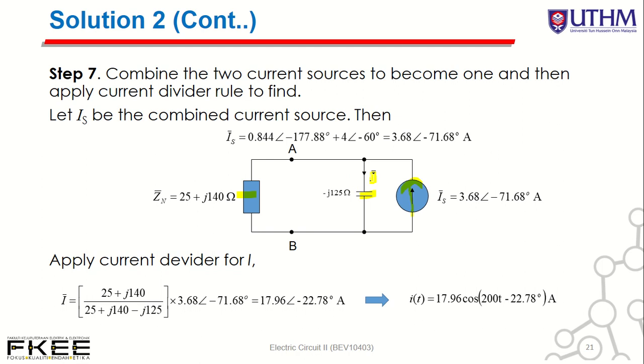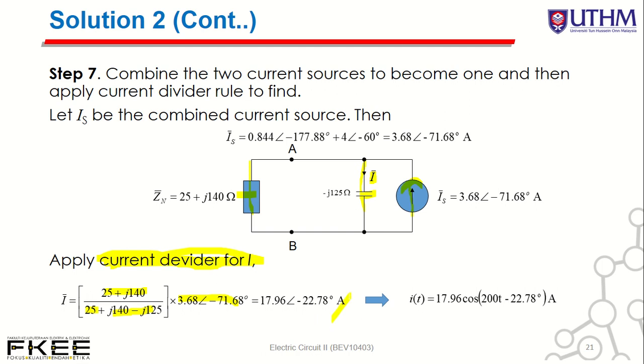Then you can apply KCL to determine I. Sorry, you can use current divider. You can use current divider to determine I. Previously we already discussed current divider. You have a current source, you have a ZC, and then you have ZN. Then you can determine the current through the ZC. So I equals ZN divided by ZC plus ZN times the total current entering the terminal. This is the concept of current divider.